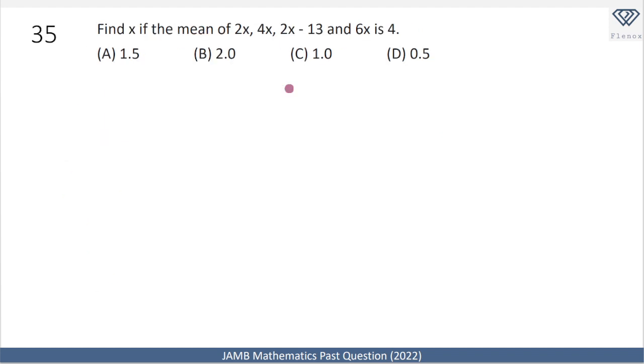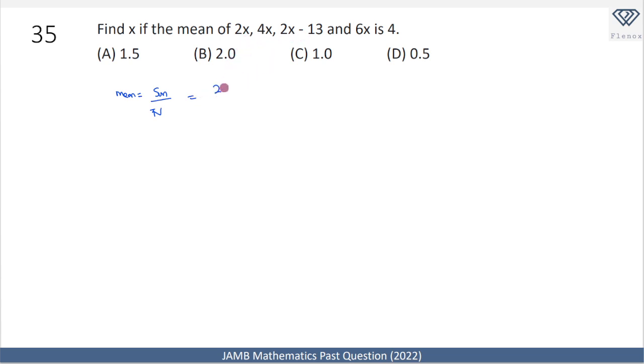So let's move on to the next question. It says find x if the mean of 2x, 4x, 2x minus 13 and 6x is 4. Now we know that the mean equals the sum of the numbers divided by the total number of numbers. So we need to find out what the sum of these numbers is.